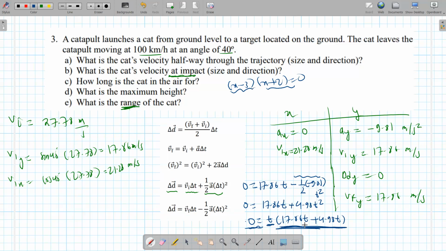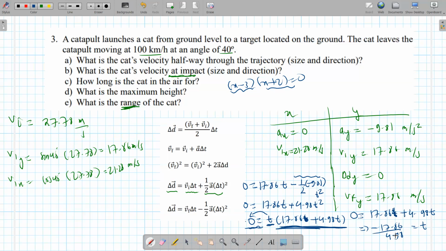So doesn't that mean t is 0? Yeah, t is 0. So one of the answers is t is 0, but that doesn't help us because we already knew that at t equals 0, d is going to be 0. So this one must be 0, and that's going to give us the time. So you have 17.86 plus 4.98 t equals 0. There's no t here because I took the t out. Subtract 17.86 and divide by 4.98. That'll give us the time.